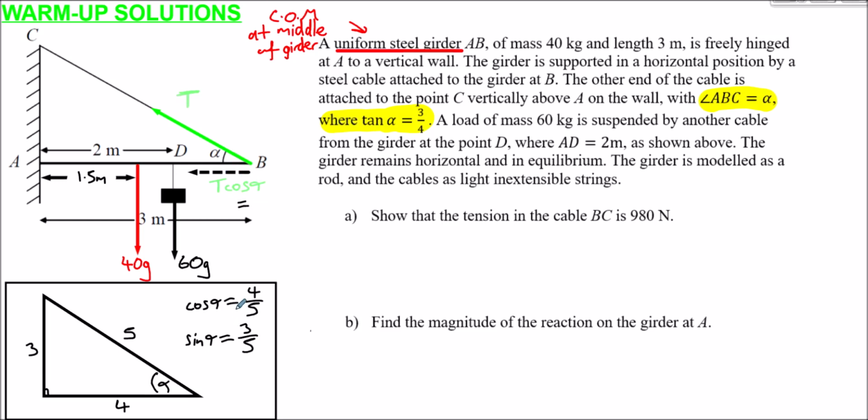and cos alpha of course is 4/5, so T times 4/5, that's just 4/5 T. And going upwards is going to be the sine component of T. So T sine alpha going up, and that's the same as 3/5 times T.